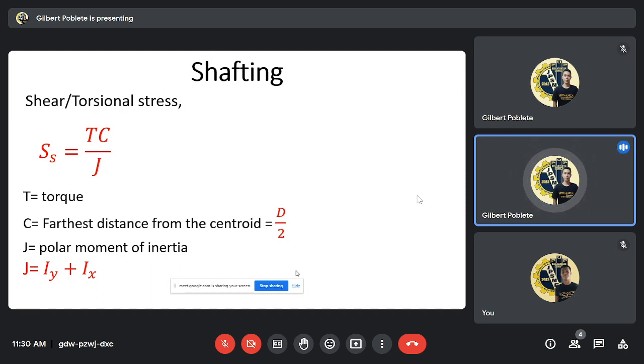So first natin, shafting, meron tayong shear or torsional stress. So ang formula natin is S is equals to TC over J. T is for torque, tapos C is farther distance from the centroid. So pag bilog yung shafting natin is radius lang natin yan, D over 2. Tapos J is polar moment of inertia. Tapos sa J, pwede din natin makuha siya sa Iy plus Ix, or the centroidal moment of y-axis plus the centroidal moment of x-axis.